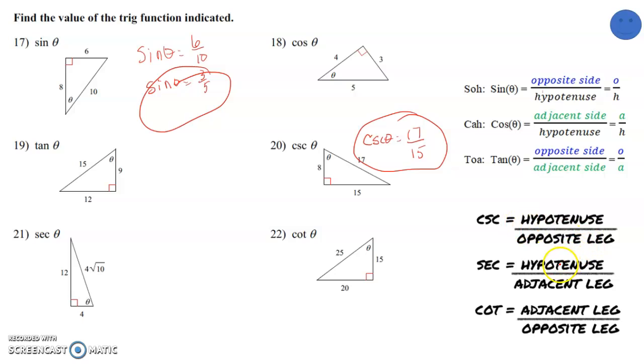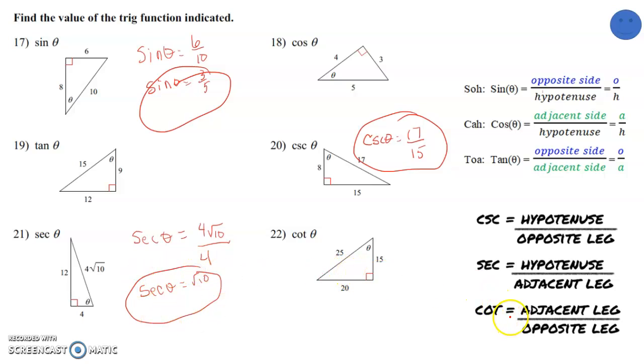Secant is going to be the flip of cosine. So it's hypotenuse and adjacent. So secant of theta equals, there's that. Secant, again, was hypotenuse over adjacent. 4 square root of 10 over adjacent, which is 4. Now reduce these. Square root of 10, and I'm done.